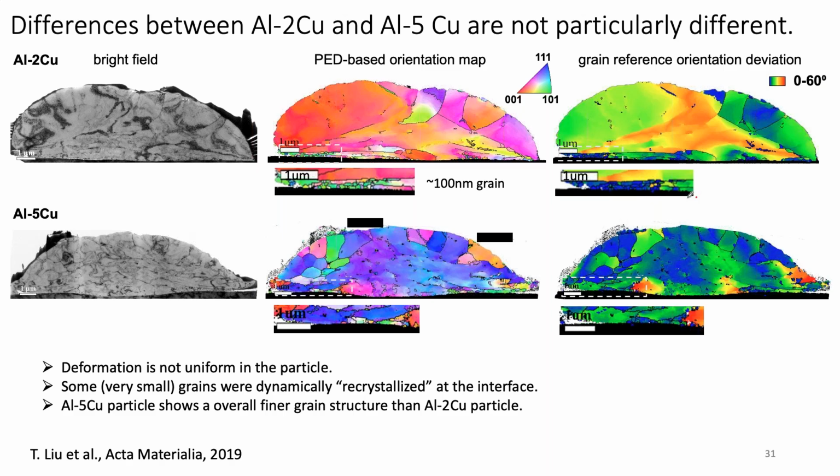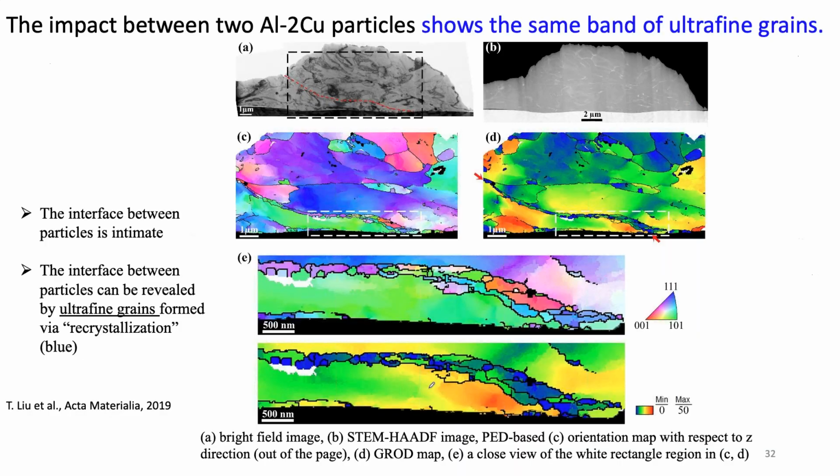We did see, this is a particularly nice example of that low misorientation, ultrafine grain structure here at this impact site right here in the aluminum 2 copper. So I think that this is a result that wasn't particularly surprising, but it's nice to actually see the data, right? Because it's the first time we've actually, as a community, really seen this.